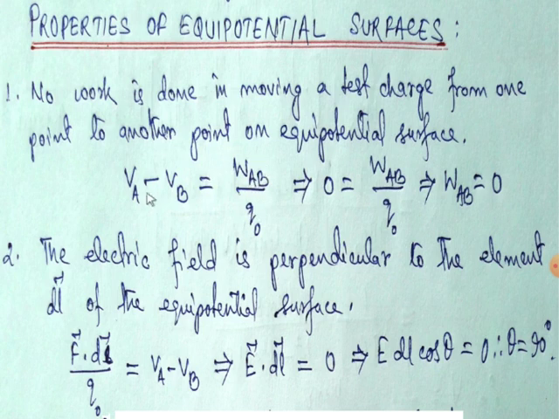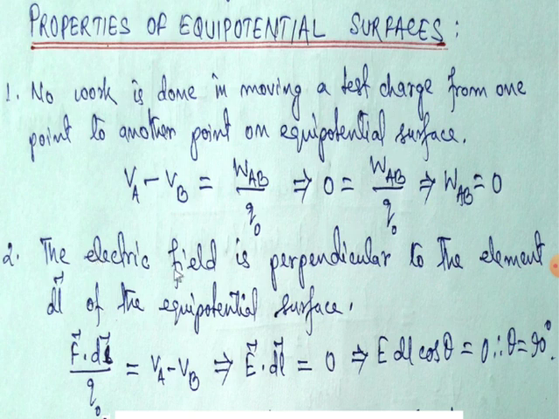As A and B are on the same equipotential surface, the electric potential will remain the same, so the difference of the same quantity will give 0. That is work done in moving from A to B divided by Q naught. Q naught is a non-zero quantity, so if you cross multiply, the work done in moving from A to B will also be equal to 0. That is how we prove it. So no work is done in moving a test charge or any charge from one point to another on the same equipotential surface.